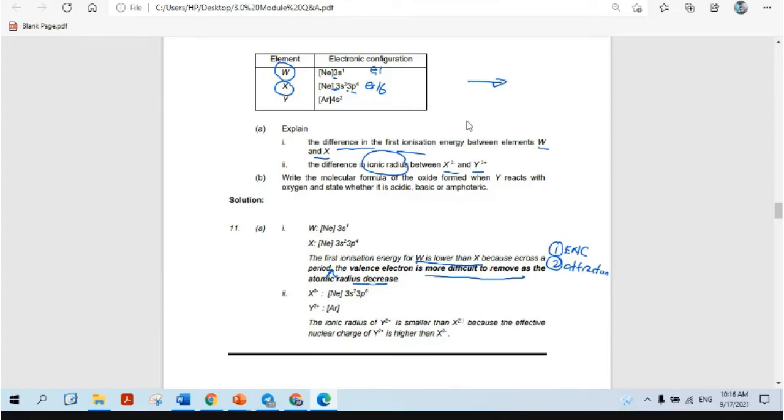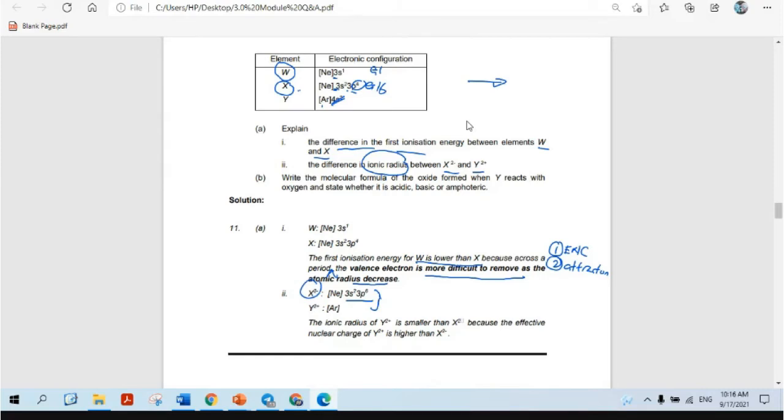Now the difference of ionic size between X2 negative and Y2 positive. X2 negative means 2 electrons are added, so it will become 3s2, 3p6. And then Y2 positive means electrons are removed and it becomes argon, meaning now they are isoelectronic species. Argon means using the noble gas symbol to replace 1s2, 2s2, 2p6, 3s2, 3p6. Both now have the same electronic configuration. If the same electronic configuration, you already know, it must be compared by effective nuclear charge.